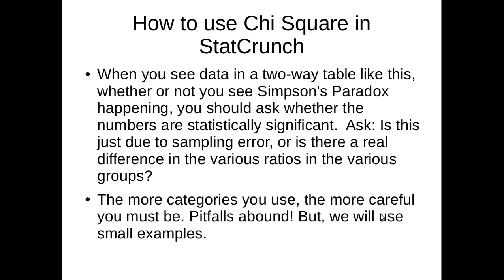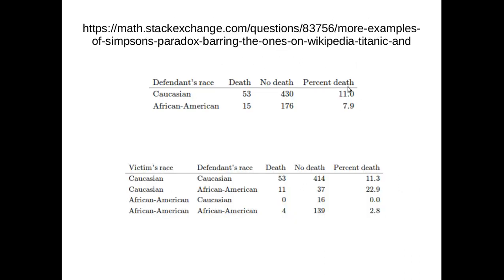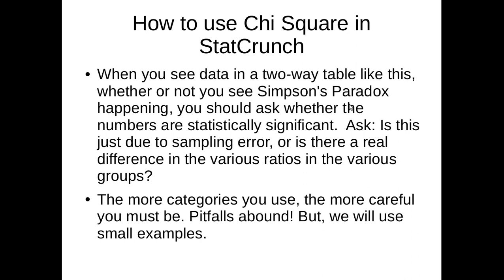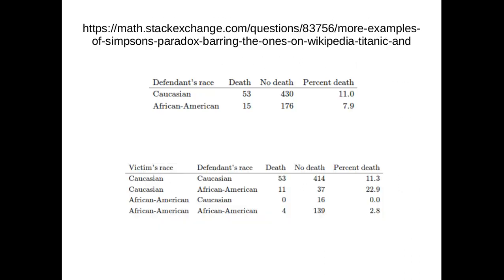Okay, so how to use chi-square in StatCrunch. When you see data in a two-way table like this, whether or not you see Simpson's paradox, you should ask whether the numbers are statistically significant. You want to know whether the difference you see, even if you just saw the first table, is this difference between 11 and 8%, is that due to just sampling error, or is there real variation in the ratios? The more categories you use, the more careful you must be, because then you are more likely to get these empty boxes that are glaringly not statistically significant.